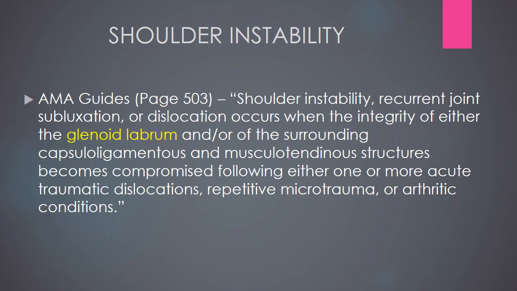So let's just review that definition. It says when the integrity of the glenoid labrum, of the capsulo-ligamentous structures, and/or the musculotendinous structures becomes compromised. And we said earlier in this program with regards to synovial joints that all synovial joints have capsules, all synovial joints have either intracapsular or extracapsular ligaments, and at least part of the stability is contributed by the musculotendinous structures that cross the joint. And we talked about that earlier.